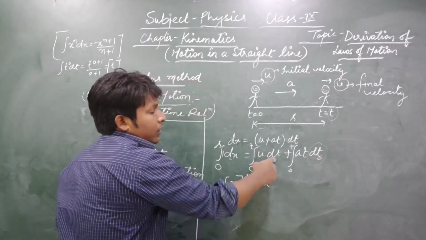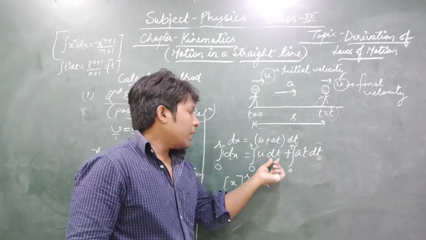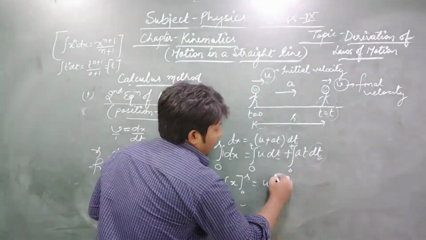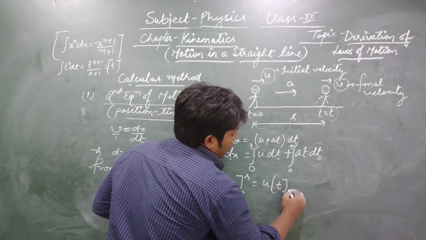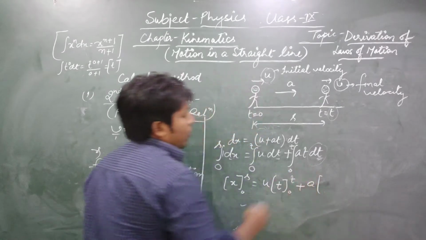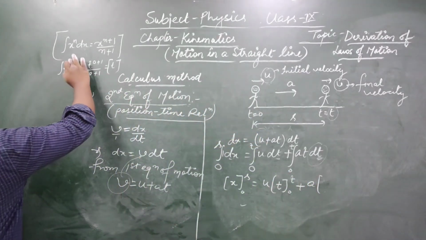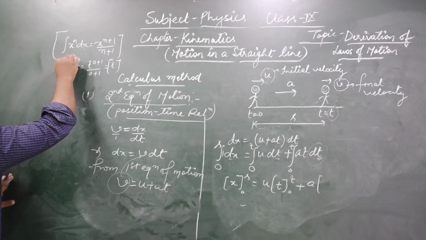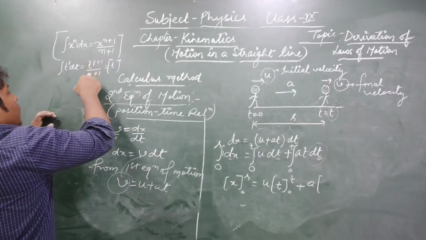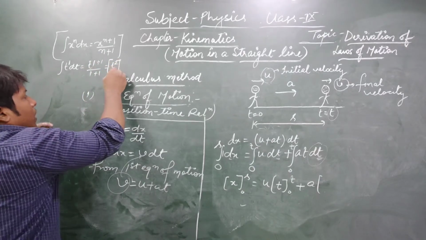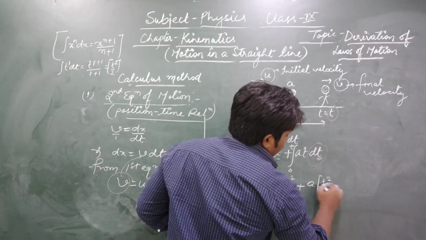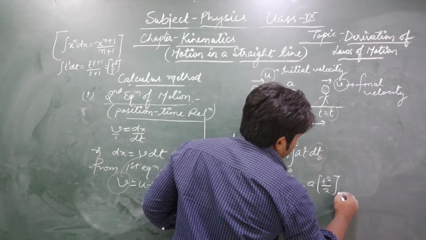This term is integrating with respect to time, so u will be constant and will come out of the integration sign. So it will be u, and integration will again be dt, 0 to t, plus a, and here integration of t dt. The power of t is 1, so integration will be (1+1) over (1+1), so you will get t square by 2. So integration of a t dt is equal to a t square by 2, limit again 0 to t.